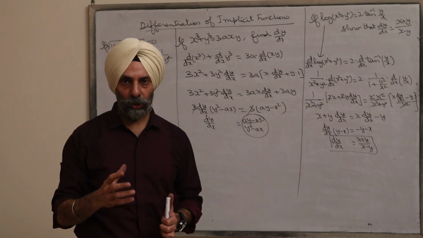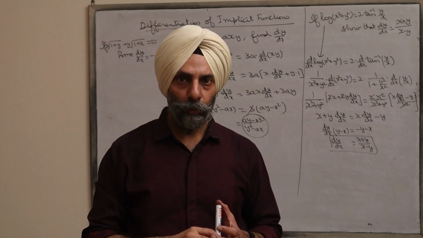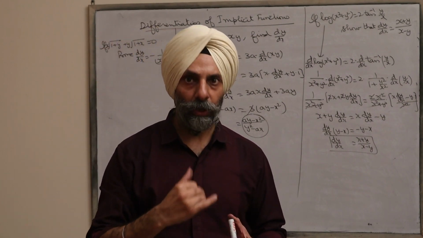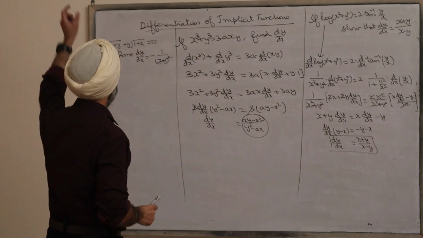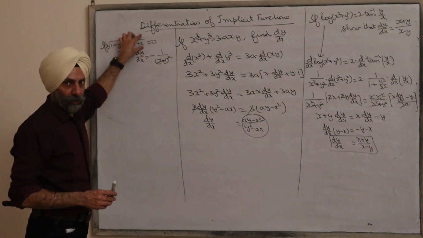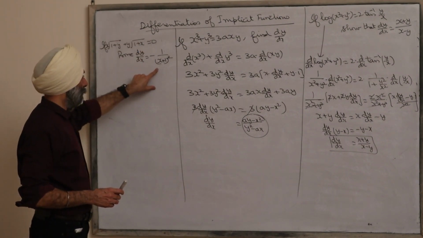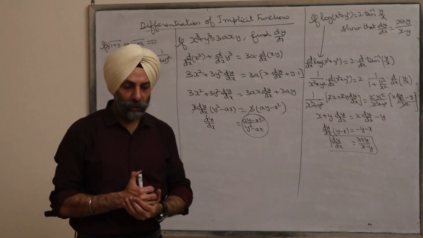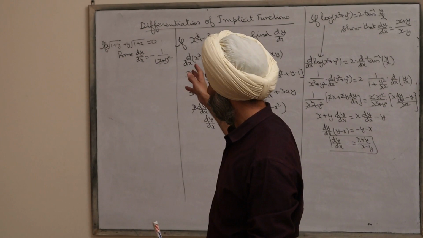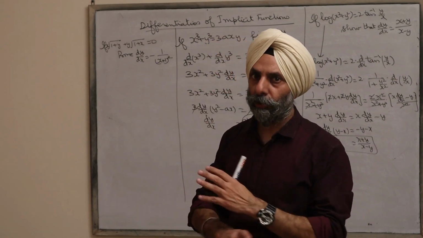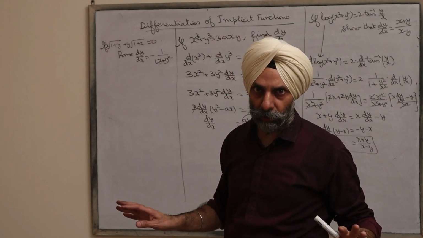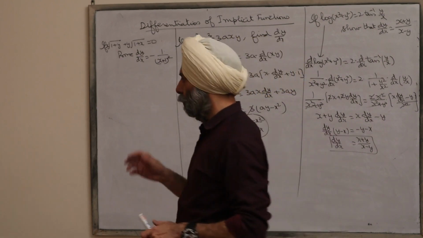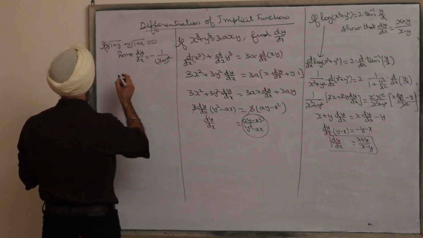Now this question is different from all the previous questions discussed today. It's an implicit function, but your answer is in the explicit form. If you think that by straightway differentiating you can get this answer very easily, it is very difficult to get the answer. Very difficult. So, what to do?